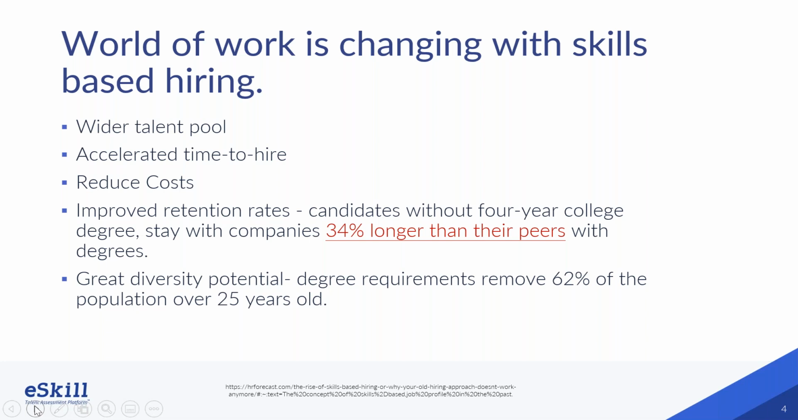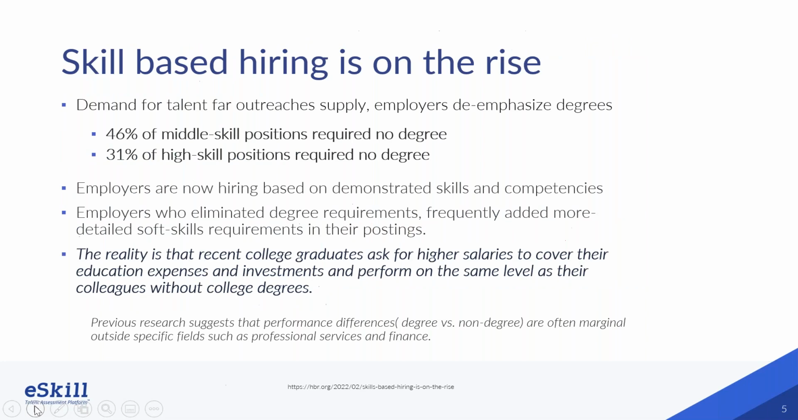And then the last thing I thought was really interesting was you have a greater diversity potential, because when you have degree requirements, you have to remember about 60% of the population in the US over the age of 25 does not have a 4-year degree. So that is one of the other things. Changing the way that you hire, and hiring for specific skills, may change the way that you approach the candidate pool. Right, so very interesting there.